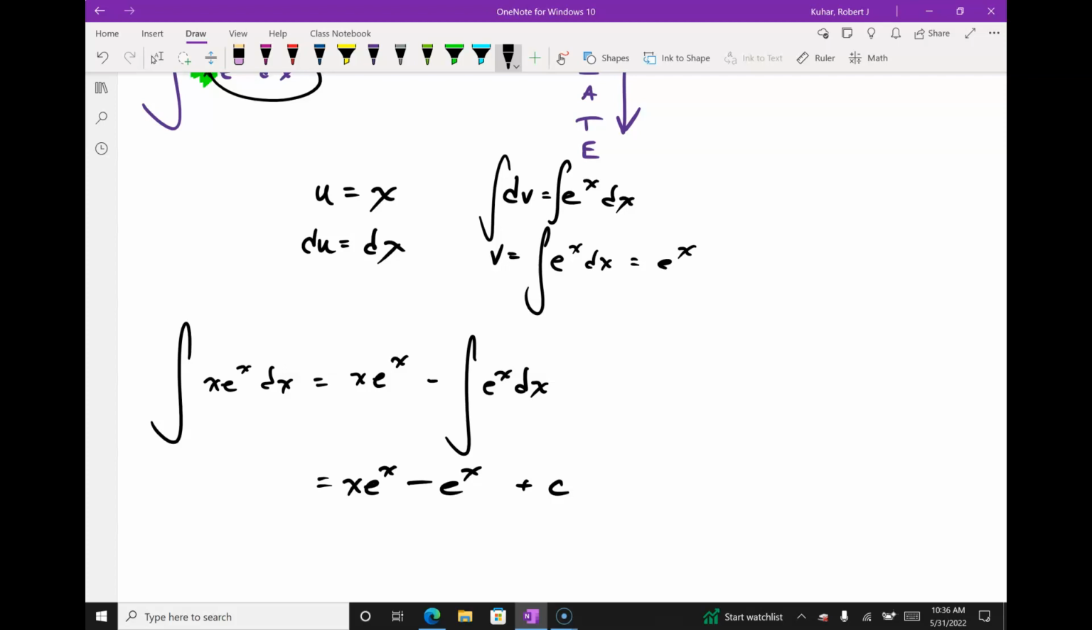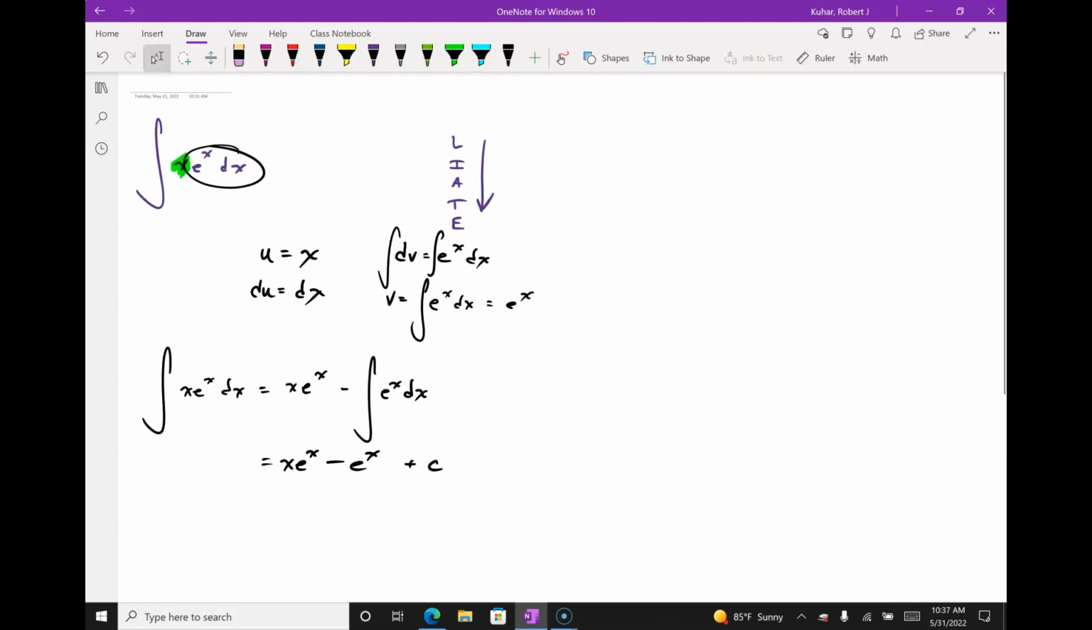This one is a shortcut candidate. If I find u, and I get u prime, and then u double prime, and u triple prime, and u quadruple prime, and eventually I go to 0, then I'm okay with the shortcut here. So u is x, derivative is 1, derivative of that is 0. So this is a shortcut possibility.